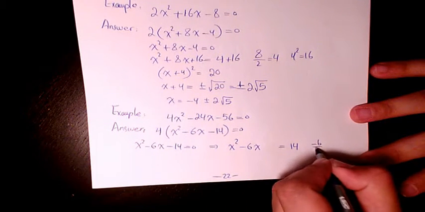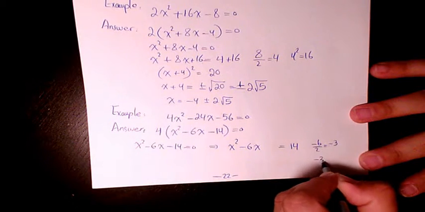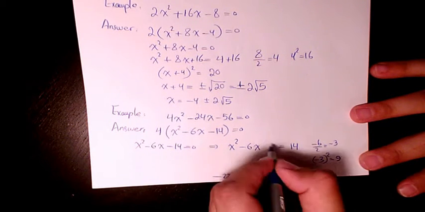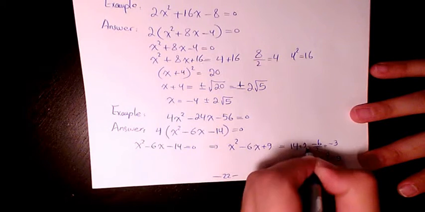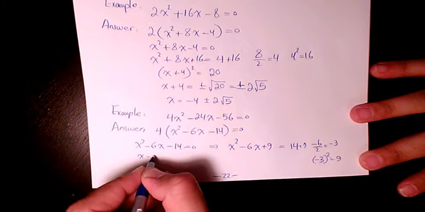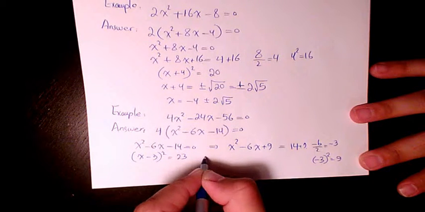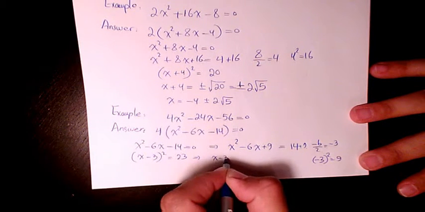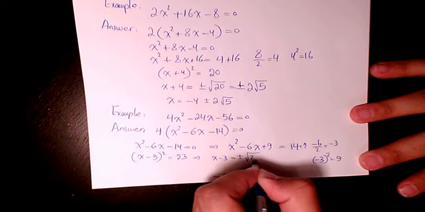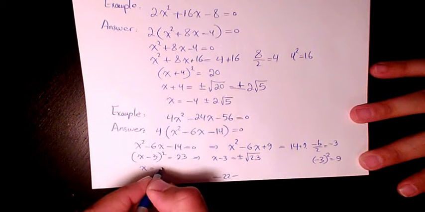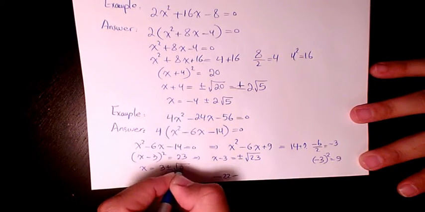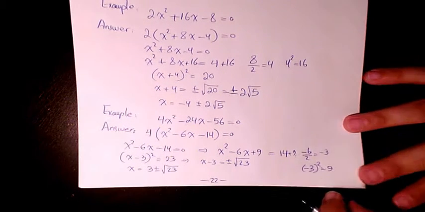Negative 3 to the power of 2 is positive 9. So we add 9 to both sides. So it's going to be x minus 3 to the power of 2 equals 23. Then you can say x minus 3 is plus minus square root of 23. So x will be 3 plus minus square root of 23.